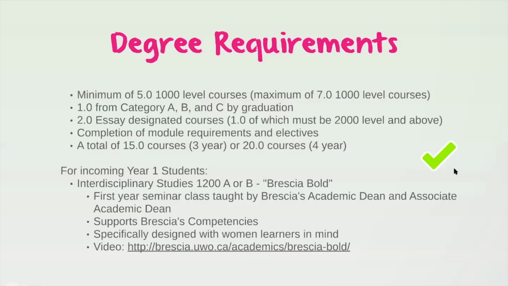So specifically for our incoming year 1 students, I do want to do just a quick little note on our Interdisciplinary Studies 1200, which is either a first term course in A term or a second term course in B term, and it's fondly nicknamed our Brescia Bold course. This is a first year seminar class that supports Brescia's competencies, and it's taught by the academic dean and the associate academic dean, and it is designed specifically for women learners. So we are really excited about this course and how it helps support our students.